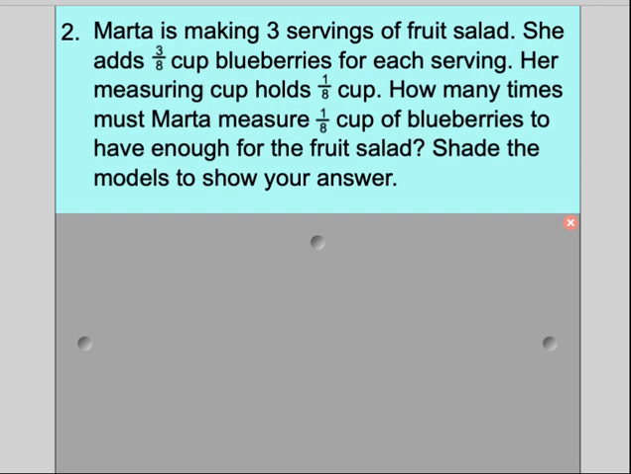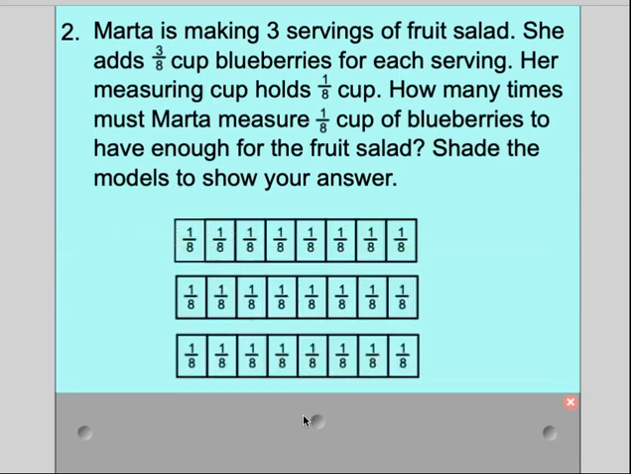Okay, so this is a story problem that I can really imagine in my mind, and I hope that you are doing some visualization too. So she has a 1/8 measuring cup. Okay, that's super tiny, right? Usually the smallest ones that come in the standard measuring cups are 1/4, and 1/8 is half of that. She needs 3/8 cup blueberries for each serving. So how many times would she have to go and dip that 1/8 cup in? All right, and then it says we have to shade the models to show our answer.